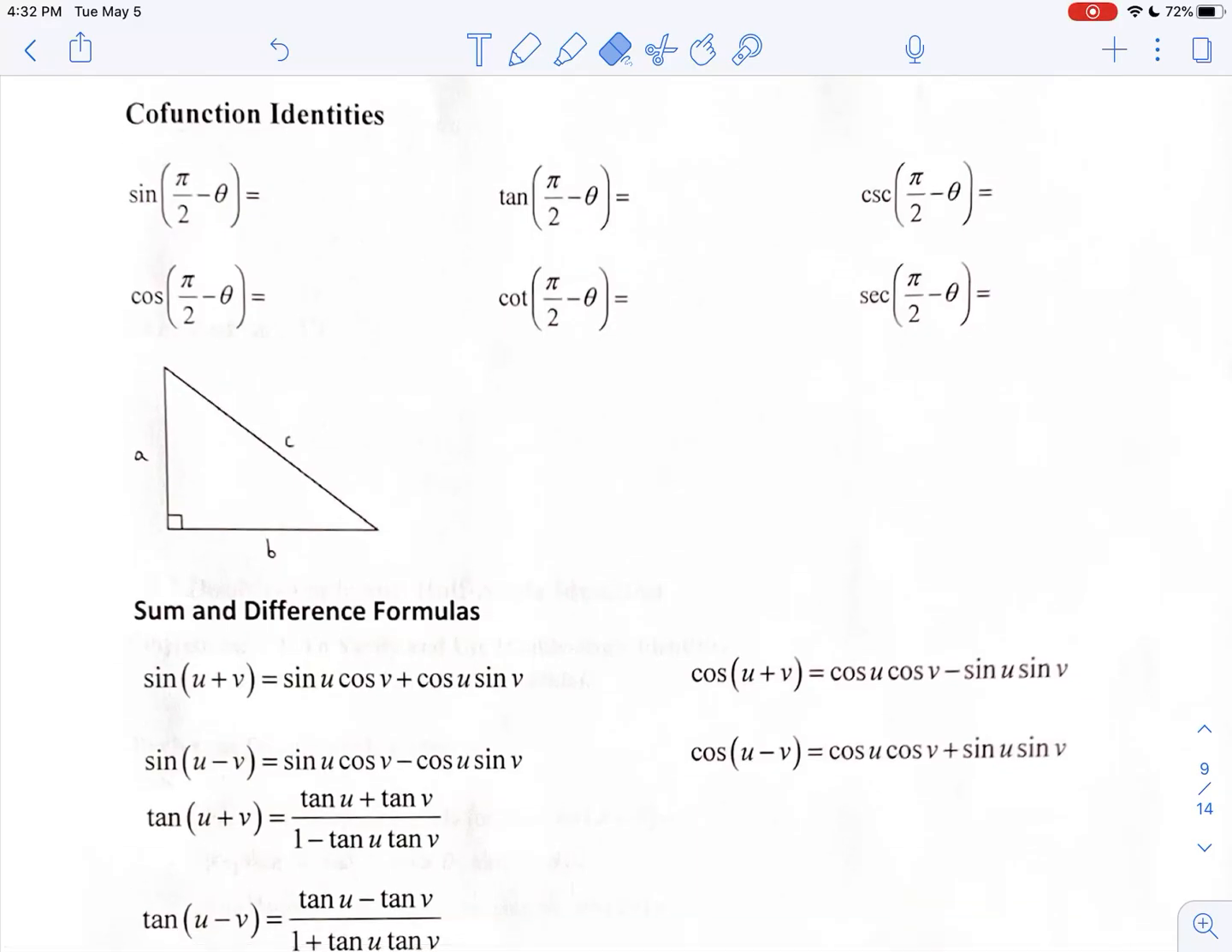So we're going to talk about cofunction identities and sum and difference formulas at the top of page 8 in your Unit 14 packet. Two functions are cofunctions of each other if there's a relationship between the given angle and its complement, as well as the trig function and its cofunction. So there is a relationship. I don't want to tell you just yet. We'll kind of discover it together.